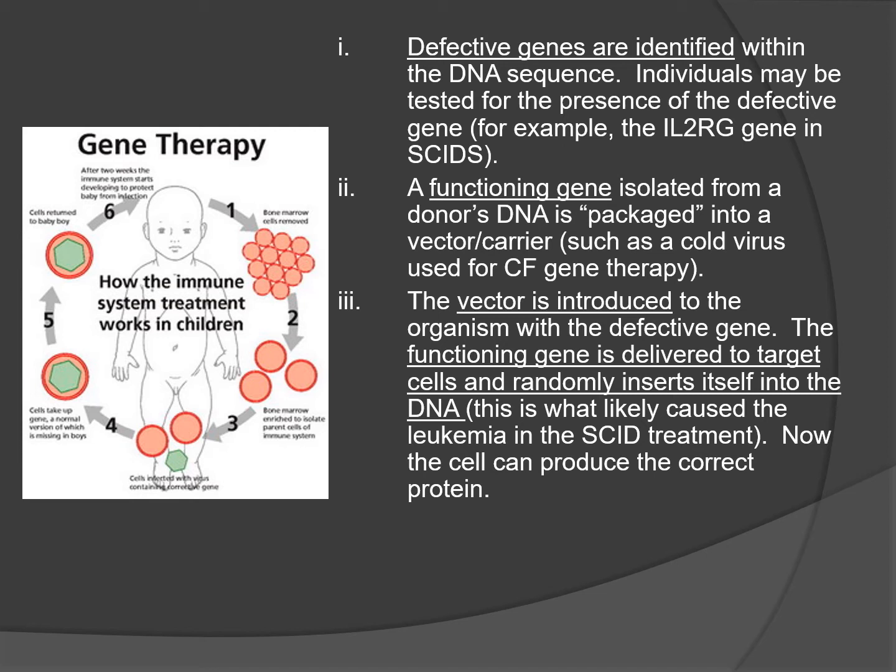So this is a very scientific way of saying we infect the human with the cold virus that has the correct gene. What happens is the functioning gene is then delivered to the cells that need it, and it inserts itself into the DNA. Now, the defective cells can produce the correct protein that is necessary. And this can allow these people to live more normal lives.